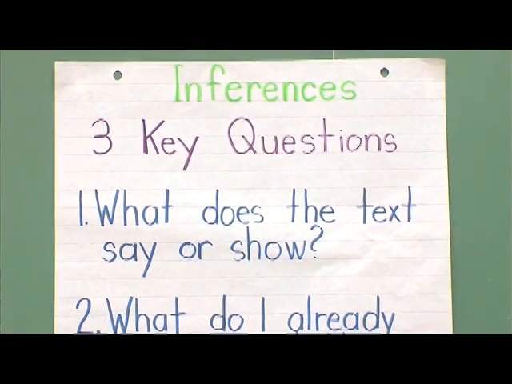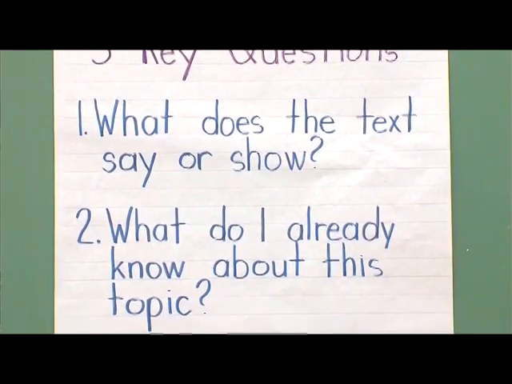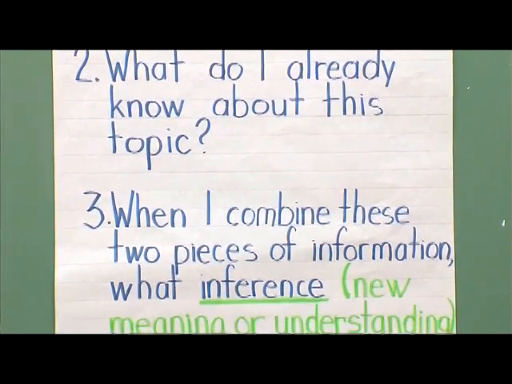I found in history, I'm concerned that the students are just memorizing information from the textbook, and I want them to have a deeper understanding, and I want them, while they're reading, to think really deeply about what could be going on behind the scenes at that period in time. So I decided that I would model how I think as I'm reading the text or looking at photographs. This chart should help the students to organize their thinking as they're looking at the text. What does the text say or show? What do I already know about this topic? When I combine these two pieces of information, what inference can I make?